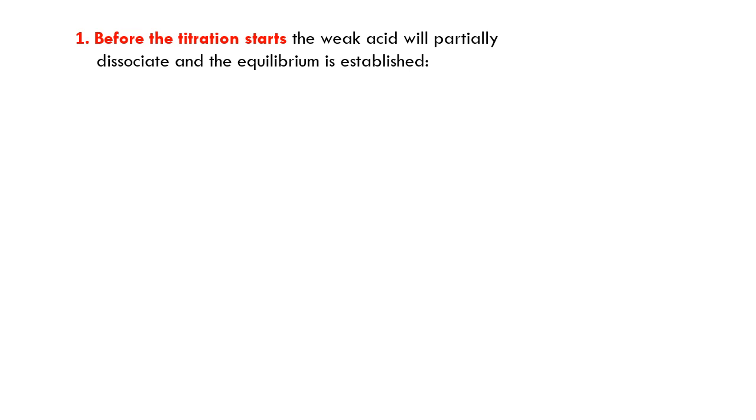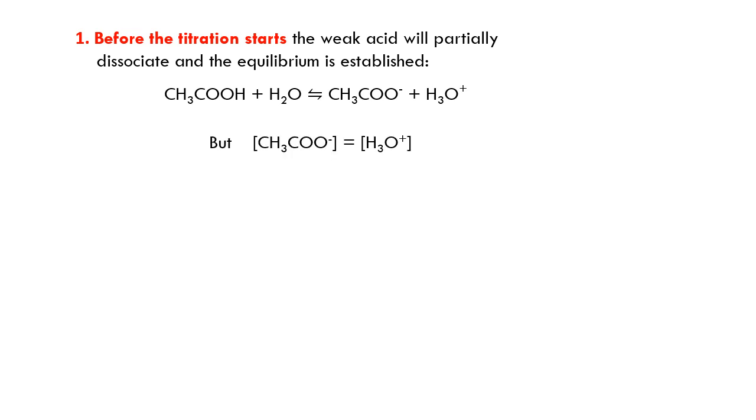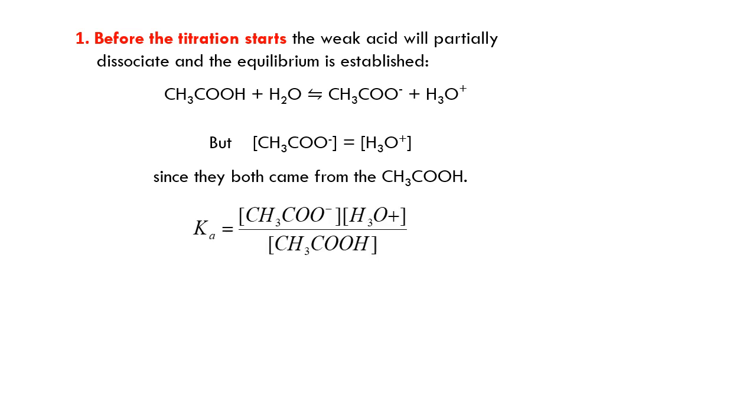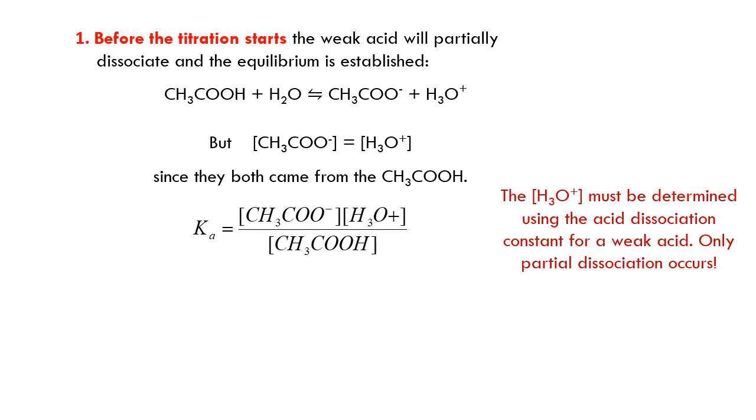So before the titration starts, our weak acid will partially dissociate and an equilibrium will be established in the flask. As we've seen before, your acetic acid dissociates in water to produce your acetate ions and your hydronium ions. And the concentration of acetate ions and hydronium ions will be equal because they both came from your acetic acid. Again, we see the Ka expression for your acetic acid.